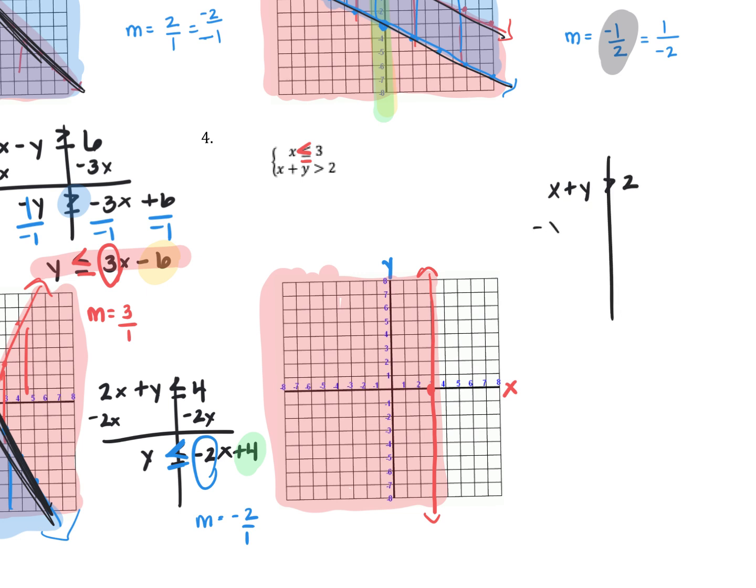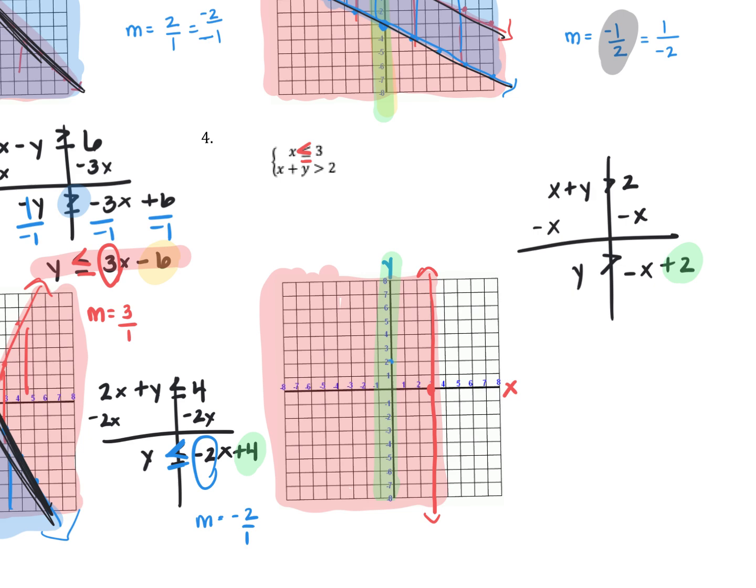Okay, so I got to get rid of my x first because I only want y by itself. So now I have y. It's still going to be is greater than. I have a negative x plus 2. So I can graph that one. So I'm going to start with this one, a positive 2. It's going to land right here. My first point goes on positive 2.